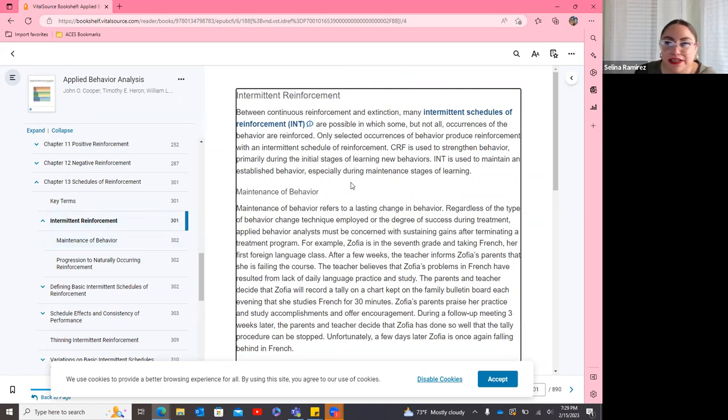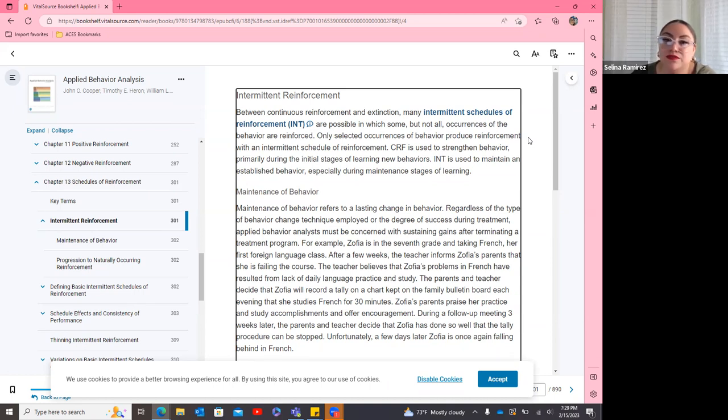Intermittent reinforcement. Between continuous reinforcement and extinction, many intermittent schedules of reinforcement are possible in which some, but not all, occurrences of the behavior are reinforced. Only selected occurrences of behavior produce reinforcement with an intermittent schedule of reinforcement. CRF is used to strengthen behavior primarily during the initial stages of learning and with new behaviors.